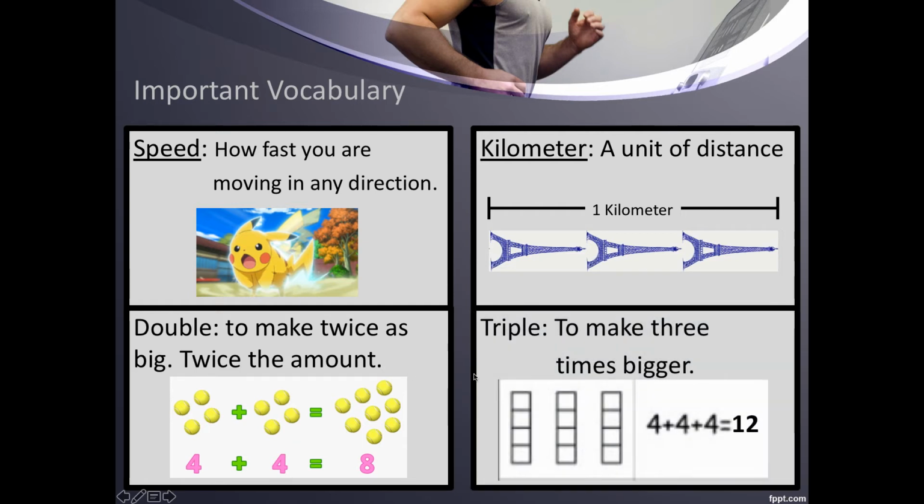The next one is triple, which means to make 3 times bigger. So over here we had double, and so we had 2 of the same number. And here we have triple, which means we have 3 of the same number. So 4 cubes plus 4 cubes plus 4 more cubes equals 12 cubes, or 4 plus 4 plus 4 equals 12. So 4 doubled is 8, and 4 tripled equals 12.